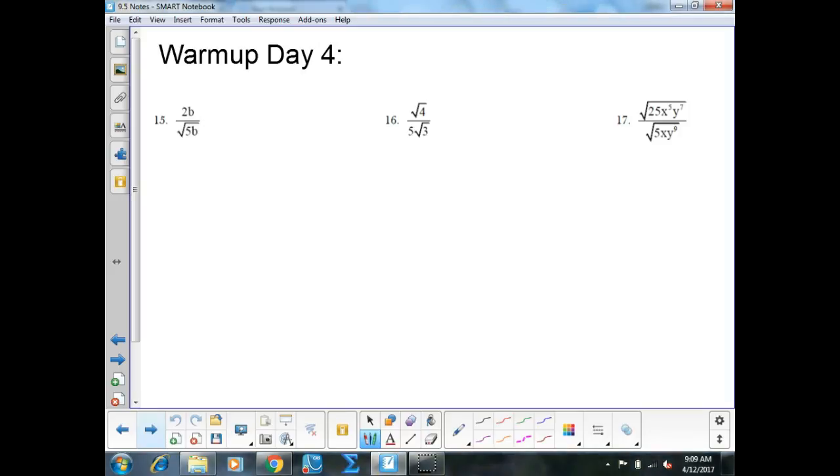Lexi is currently at the board. She is multiplying. We don't know by what yet, but she is currently multiplying in the wrong color. Oh, does it matter what color? Not for you. She's going to multiply the bottom by the square root of 5b, which is then going to force her to multiply the top by the square root of 5b.